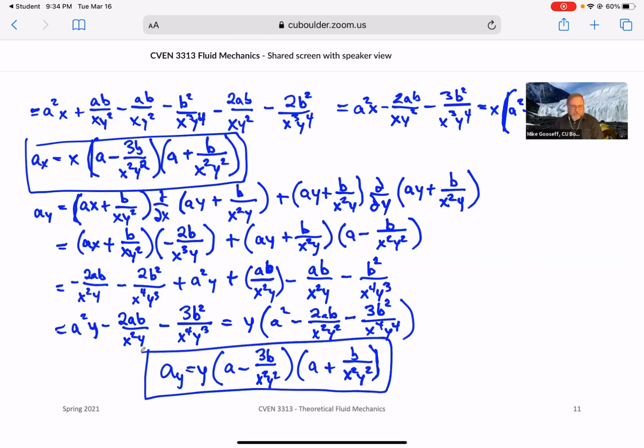We've got ax, the x component of acceleration, and the y component of acceleration, again, through a fair bit of calculus. Okay? All right, let's move on to problem number 3 that we have set up here.